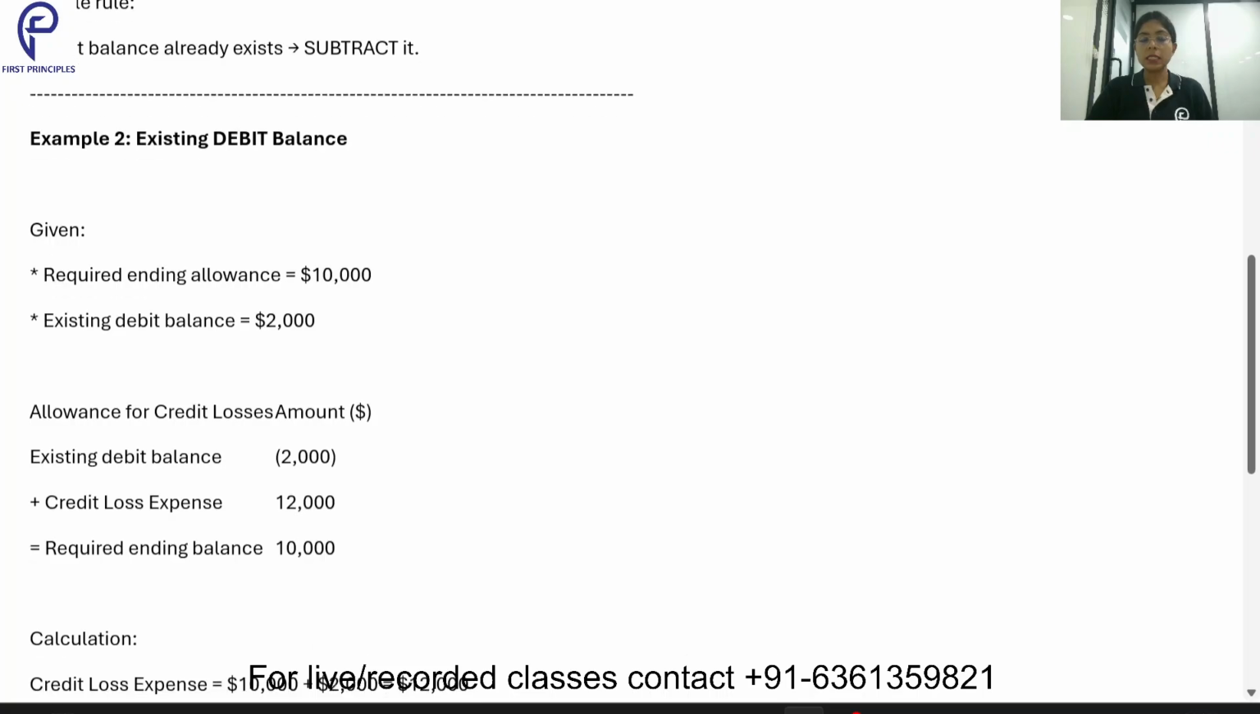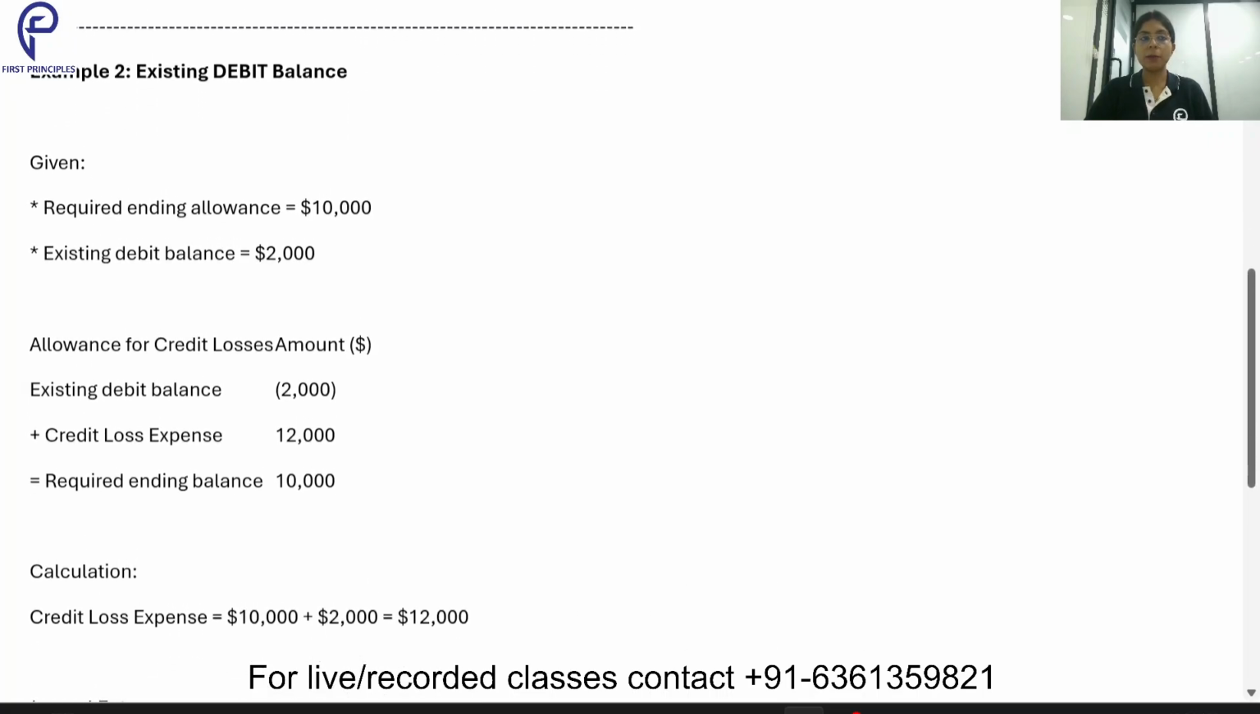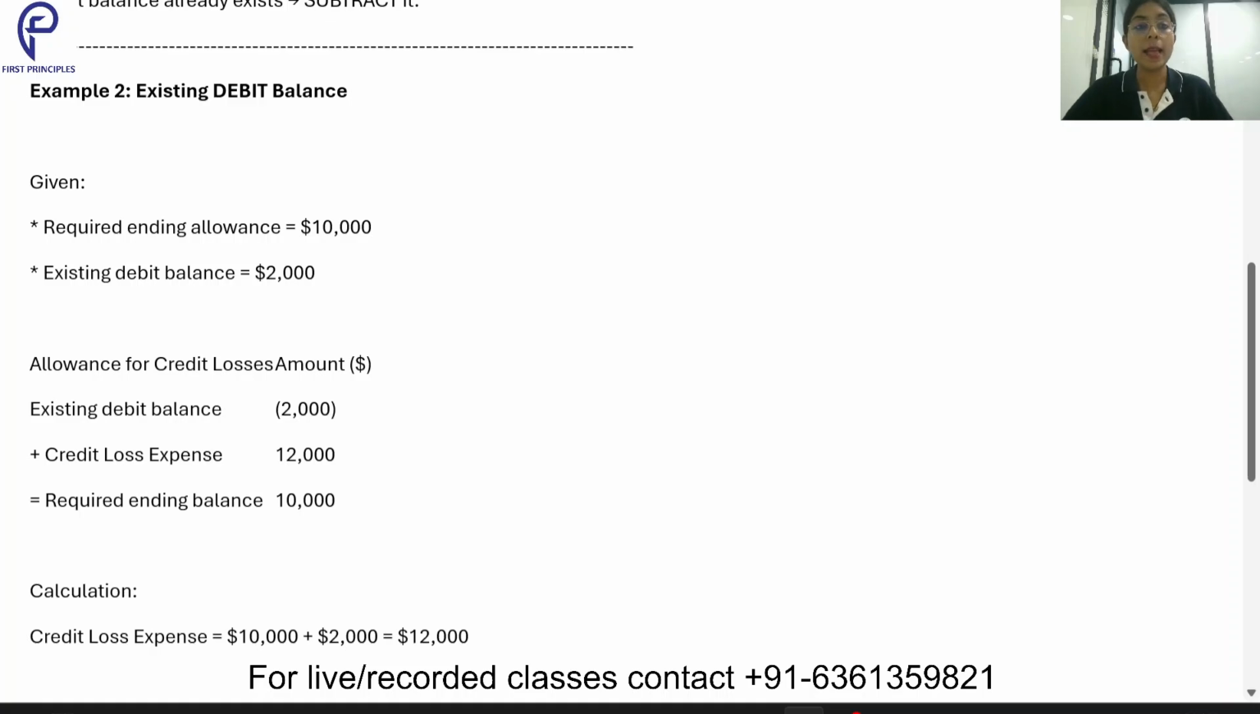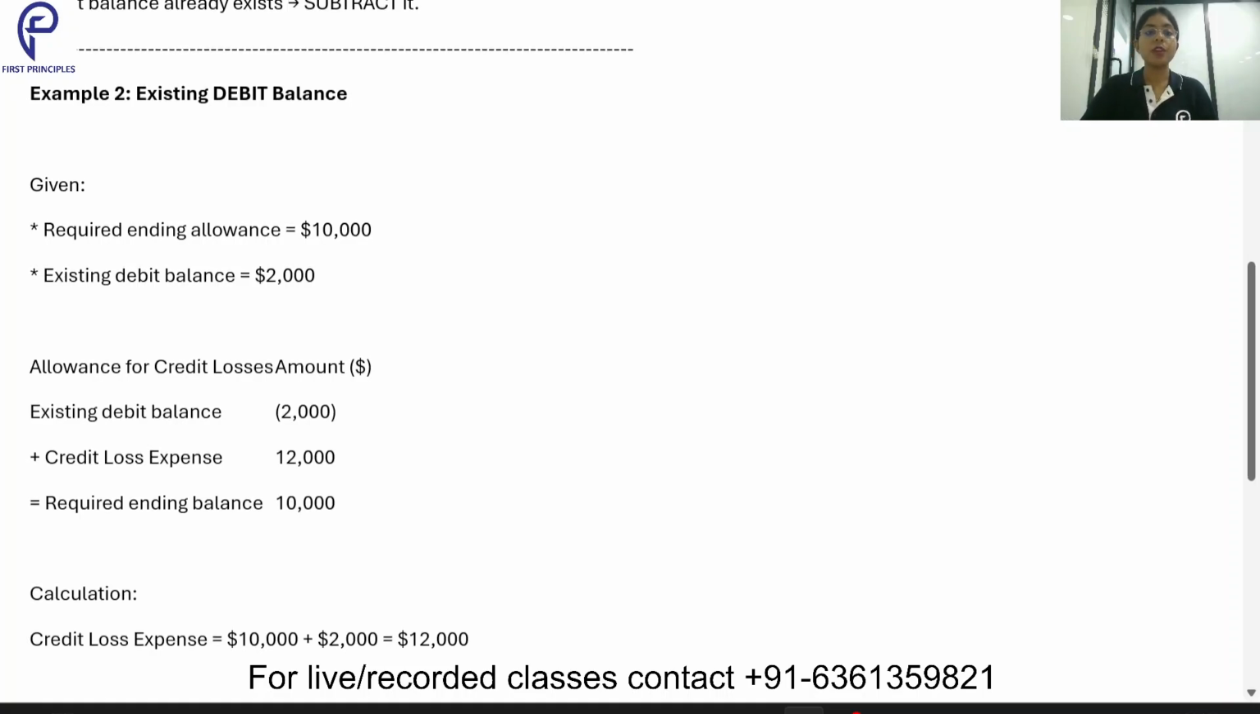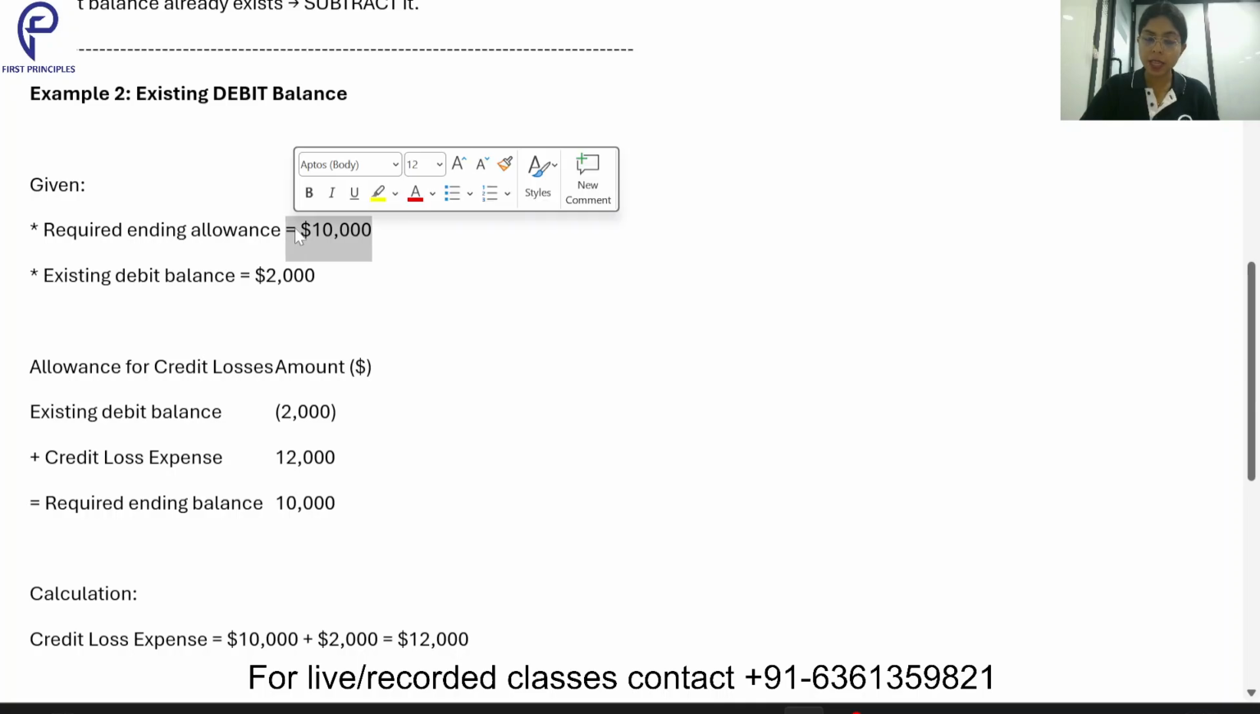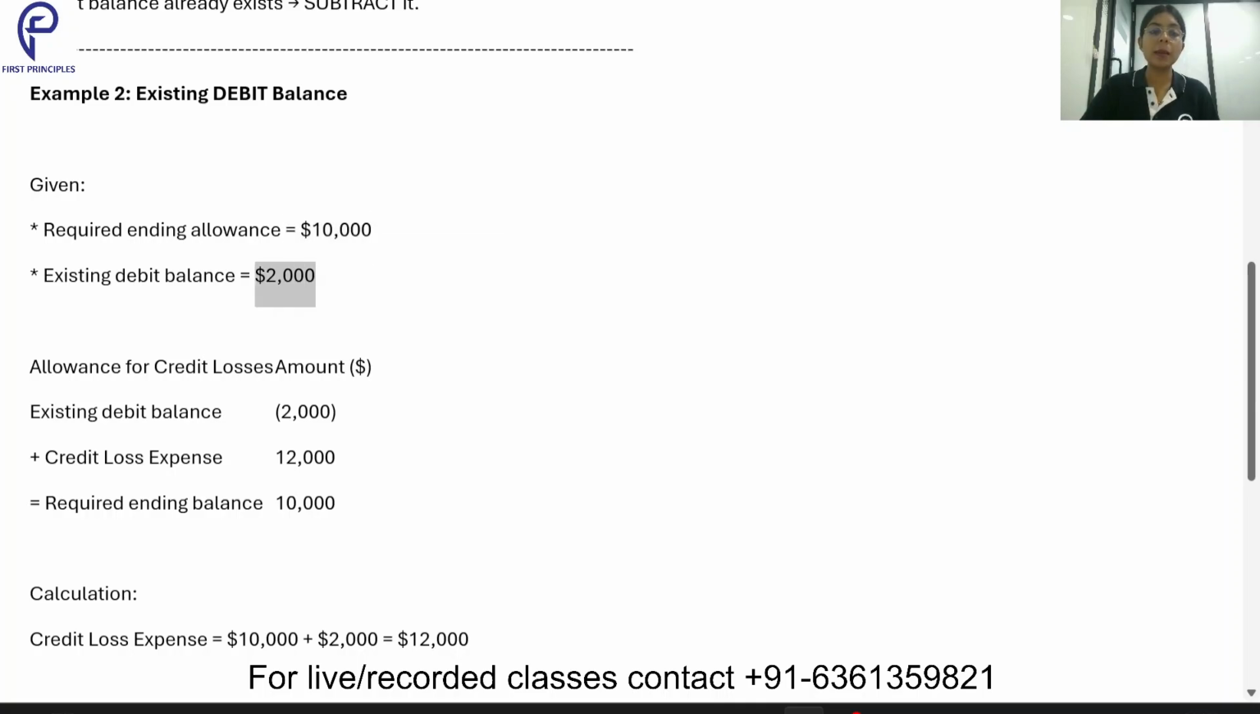Now this example is very important. Example number 2, when we have an existing debit balance. Now the required ending allowance is $10,000, but the existing debit balance is $2,000. So what do we have to do? We have to take the existing debit balance. The existing debit balance is of how much? $2,000, and we want an ending balance of $10,000.